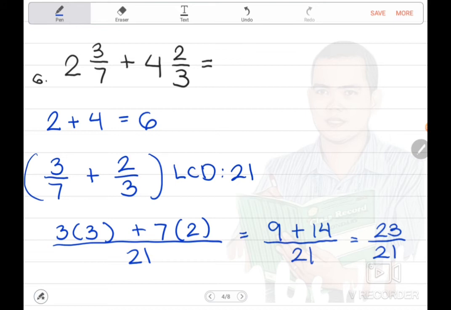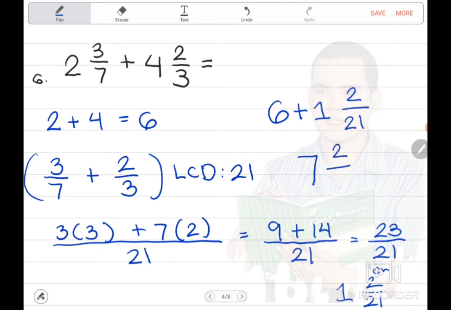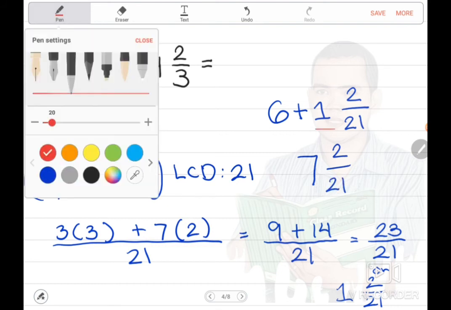That is an improper fraction. If you have an improper fraction, you need to change it into a mixed number. It will become 1 and 2 over 21. So our whole number is 6 plus the whole number here, which is 1. Then the fraction is 2 over 21. So what is 6 plus 1? That is 7. Then copy the fraction, that is 2 over 21. This will be our final answer.